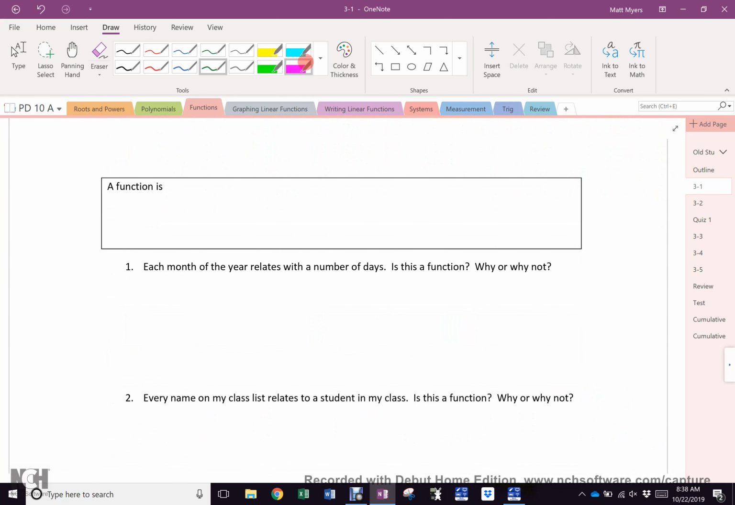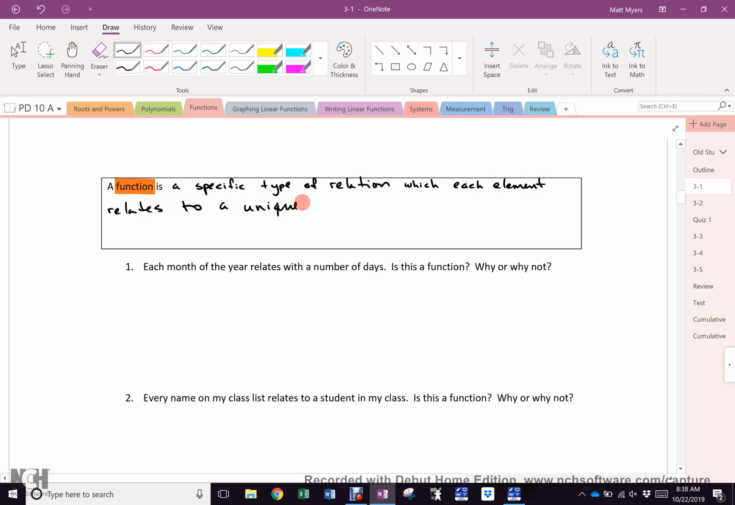A function, next new word. Now, some of you have heard that word before. A function is a specific type of relation. So, a function is a relation in that I am comparing two types of data. But, in a function, a specific type of relation, which, I should have put in, each element relates to a unique element in the second set. So, everybody's got that written down, I trust?